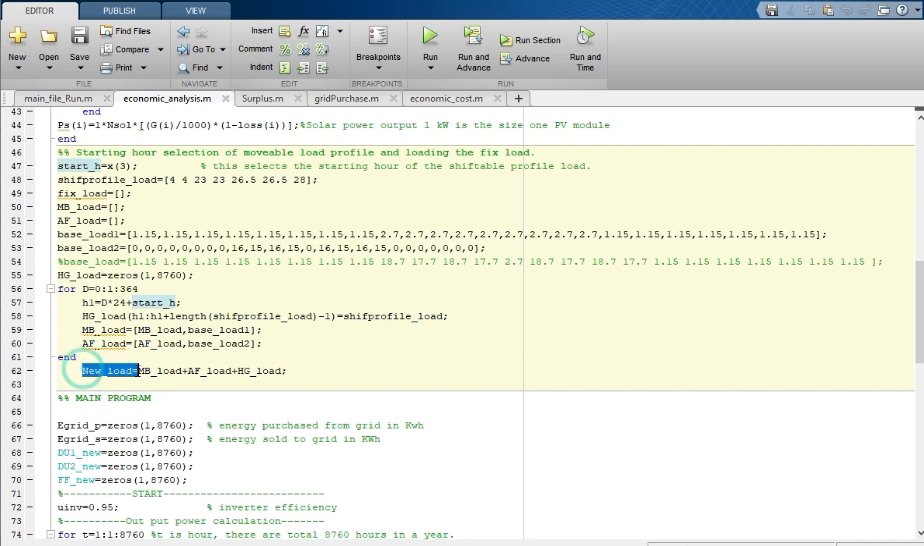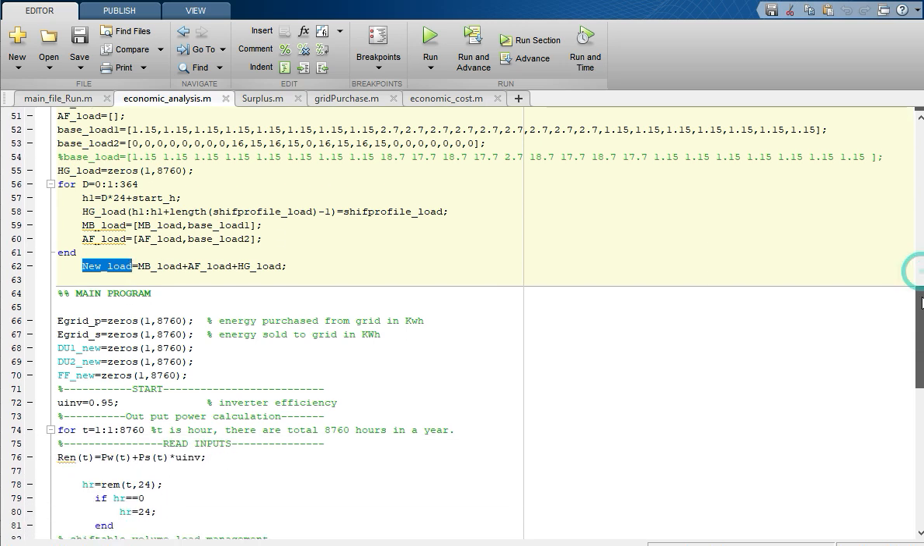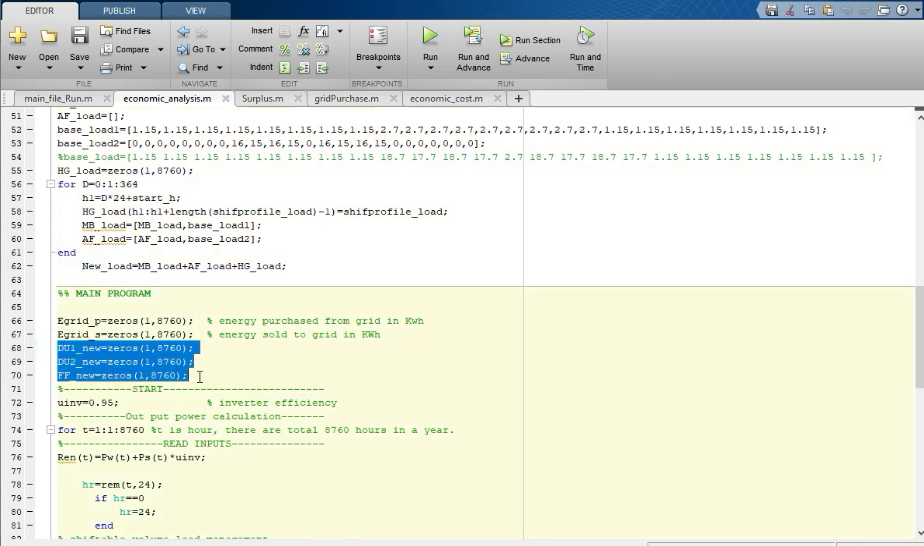So this is our base load. We have to meet this load at each and every cost. Then we have the pending DU1, DU2, DU and FF. These are adjustable loads at any hour. Initially these are declared as null, as 0 for 8760 hours, because we are just starting the simulation.